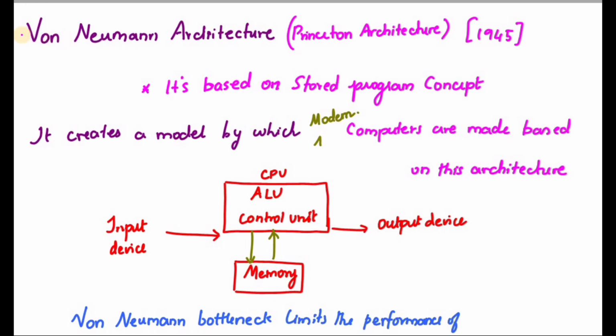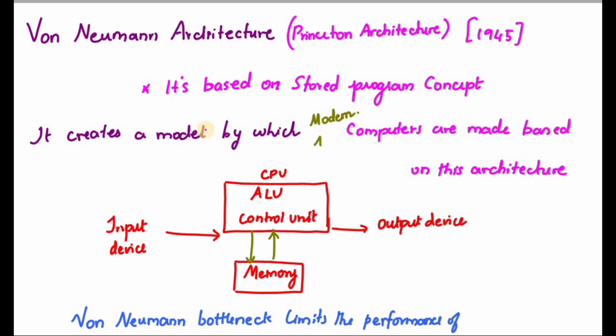In this video, we are going to discuss von Neumann architecture. This was drafted in the year 1945 by John von Neumann, and this architecture is also called Princeton architecture. This architecture is based on the stored program concept. Here, the program data and the instruction data are stored in the same memory. So that is why it is called the stored program concept.